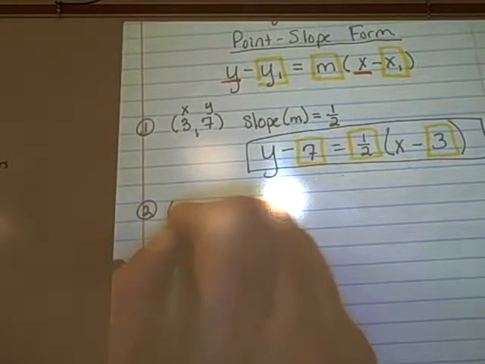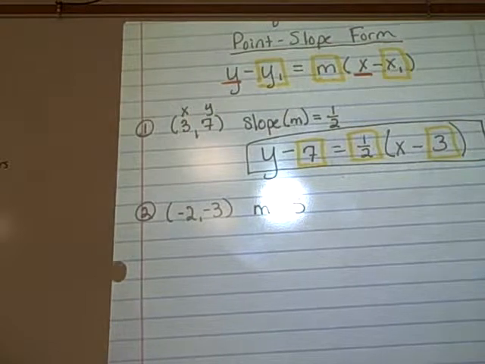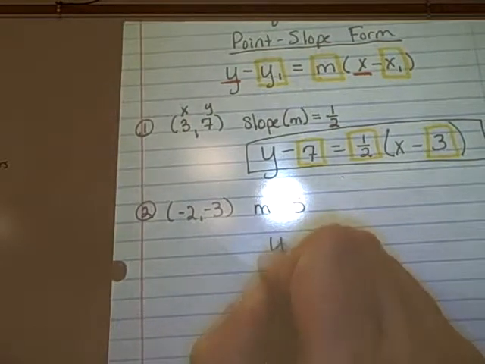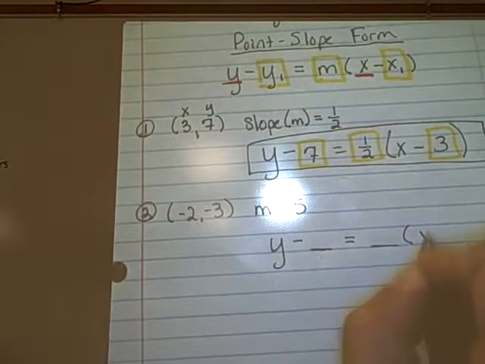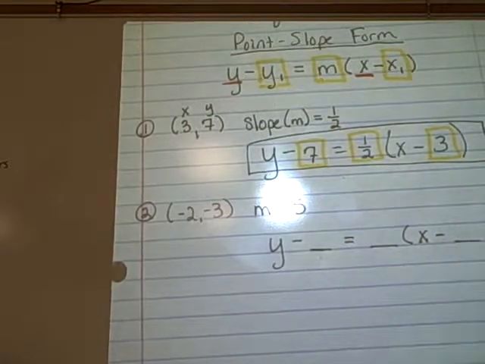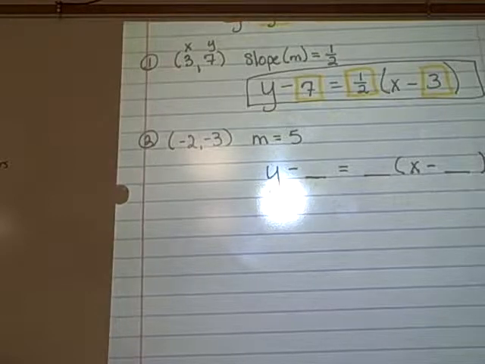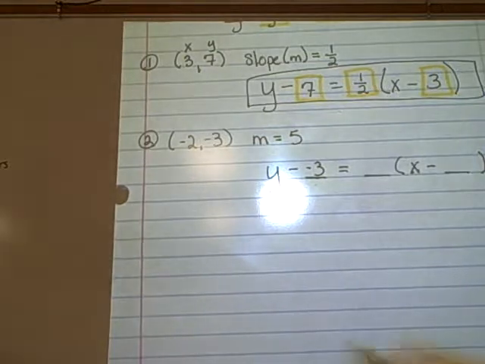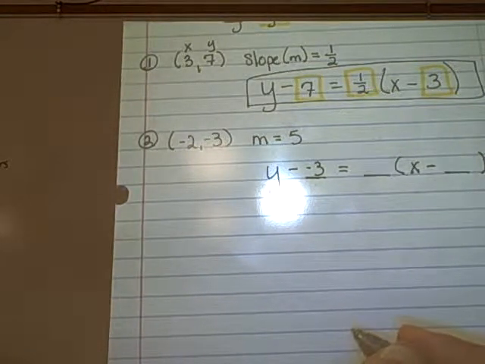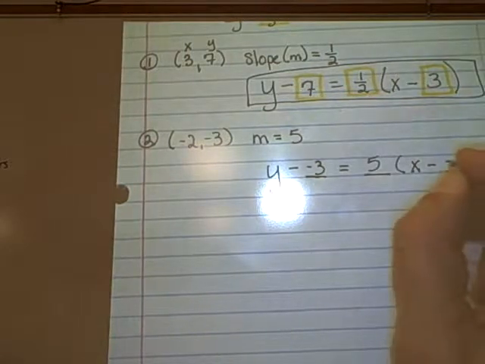If my point is (-2, -3) and my slope is 5. So it's y minus a number equals a number times x minus a number. Let's plug it in. Y minus the y number. What's the y number? -3. So put a -3 in that little blank. Equals m. What's the m number? 5. And then x minus the x number, -2.